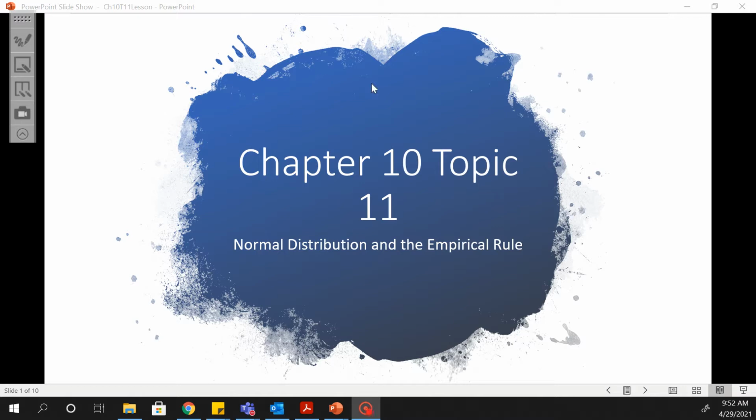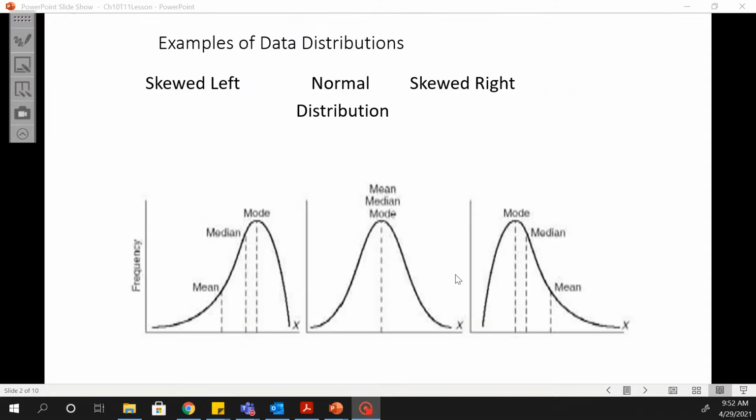Okay, today we're going to be looking at Chapter 10, Topic 11, Normal Distribution and the Empirical Rule. There are a couple of different ways that data can be distributed, okay?